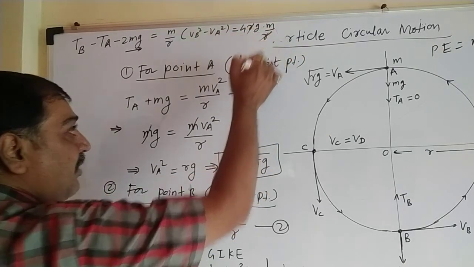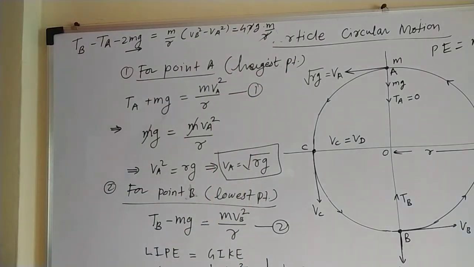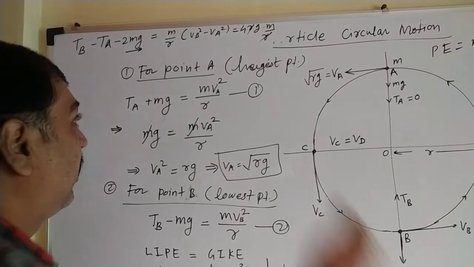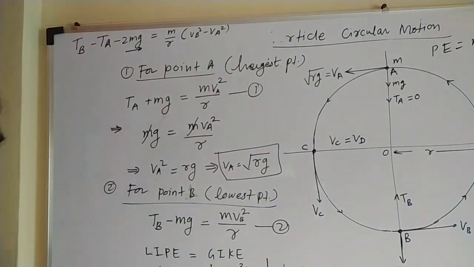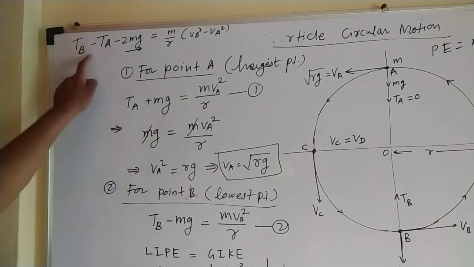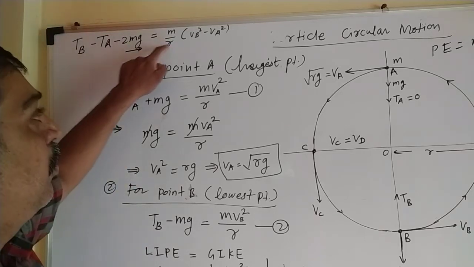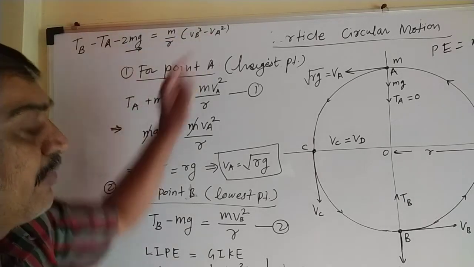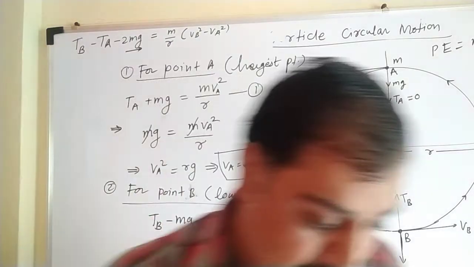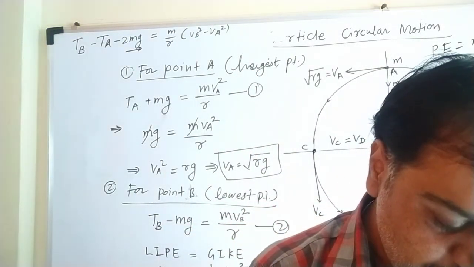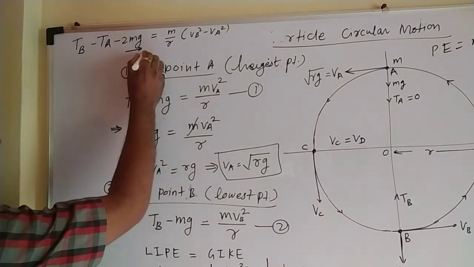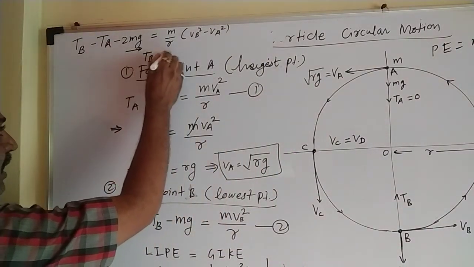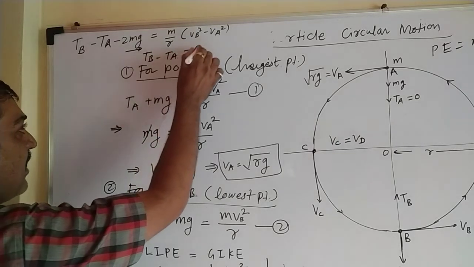This r cancels with this r. We get here, what do we get here? No, just wait, we will write it further. Okay. So here we get TB minus TA minus twice mg equal to m by r times vB square minus vA square. If we solve it further, what we get? TB minus TA, directly I will write here, TB minus TA equal to 6 mg.